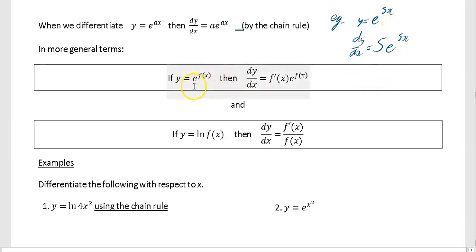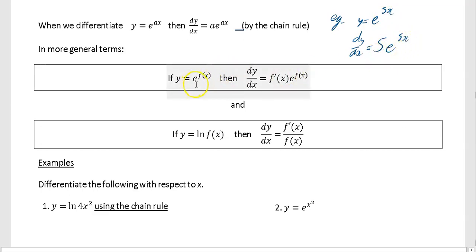Also, if you had e to a function of x, if you differentiate, it's still e to the function of x, but what is in front is the derivative of that function. And that's exactly what's happened here. So you have e to the 5x, you still have e to the 5x, and if you differentiate 5x, you get 5.